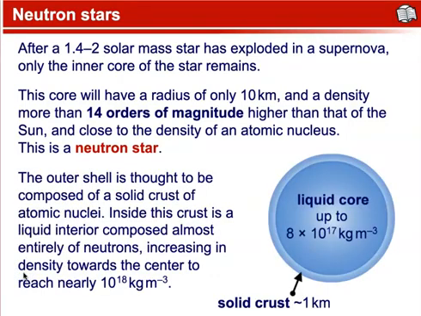The outer shell is thought to be composed of a solid crust of atomic nuclei. Inside this crust is a liquid interior composed almost entirely of neutrons, increasing in density towards the center to reach nearly 10 to the 18th kilogram per cubic meter.